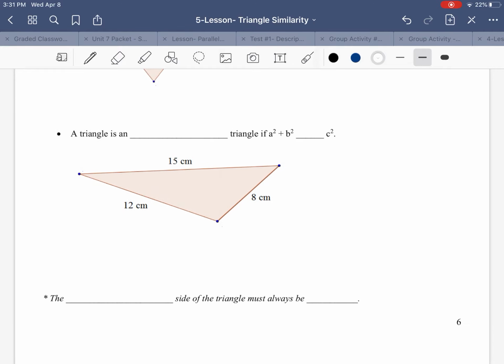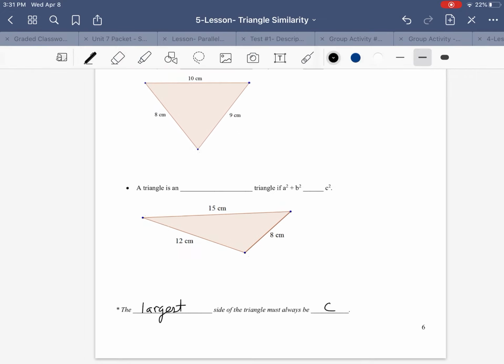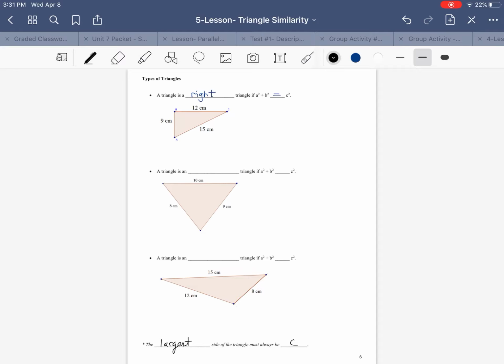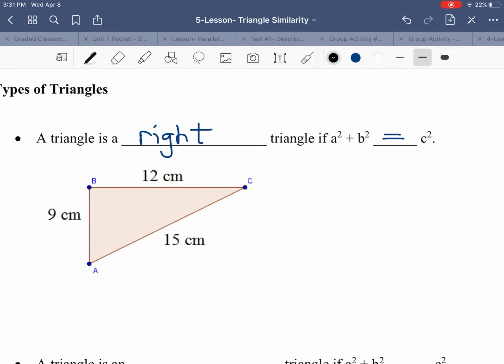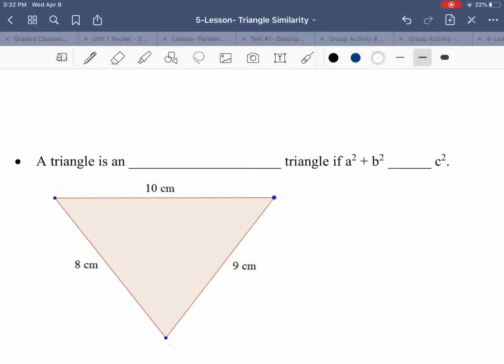All right, and in fact, the little statement at the bottom of the page here should read, the largest side of a triangle must always be C. That's the case when we're dealing with right triangles anyway. My little labels messed everything up though. In this case, the largest side here is 10, so that's going to be my C. The other two are interchangeable, it doesn't matter.